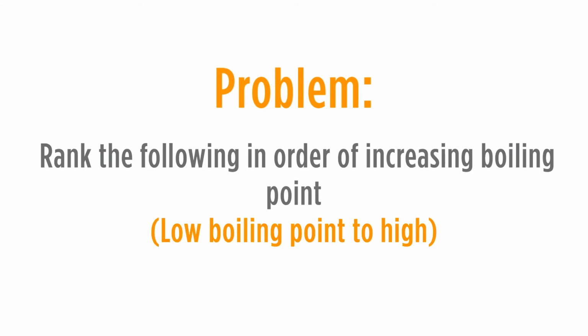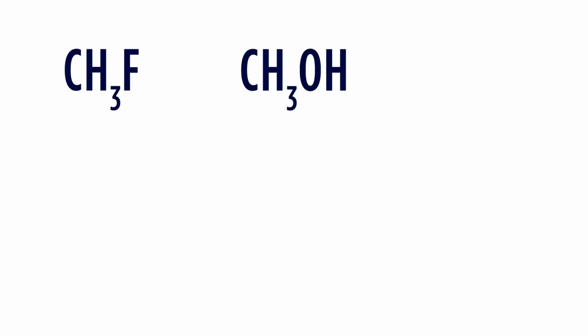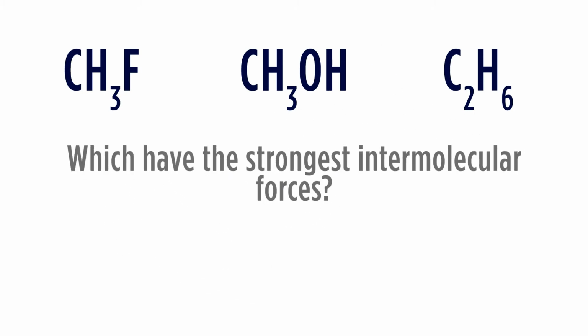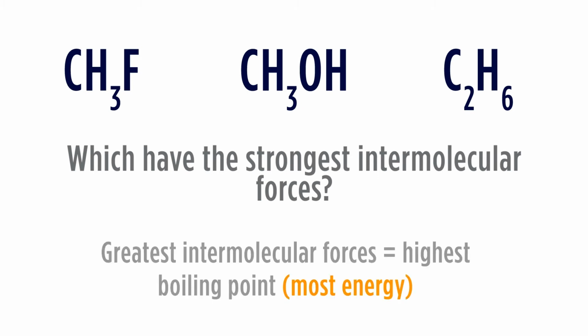Let's consider a problem and how we might apply intermolecular forces to physical properties. Rank the following molecules in order of increasing boiling point, low boiling point to high boiling point. We have fluoromethane, methanol, and ethane. To figure out which of these has the highest boiling point, we need to think about which of them has the strongest intermolecular forces. If we think about kinetic molecular theory, we're going to need to have enough energy in our system to overcome the intermolecular force. So the substances that have the greatest intermolecular force will be the ones with the highest boiling point, the ones where we have to put in the most energy.